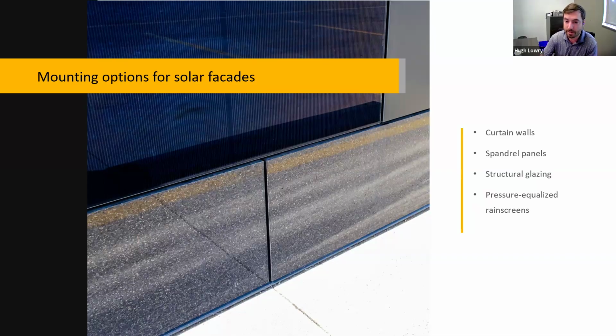Spandrel panels provide another mounting option. There's also structural glazing systems. It might be similar to a curtain wall system, but maybe it's bonded in slightly different methodology. And finally, there's pressure equalized rain screen systems that can be employed to support a solar facade.